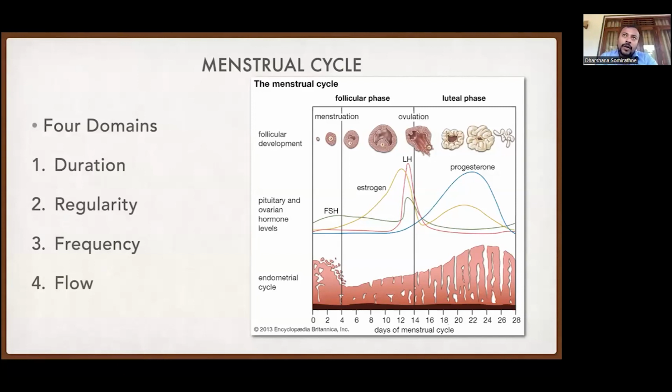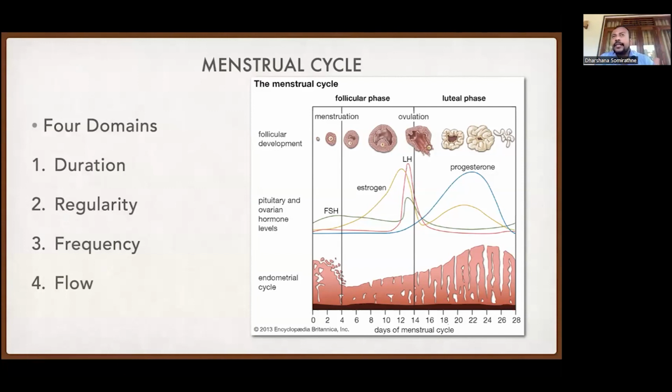And then you have to ask about frequency. Frequency means how frequently you get a period. Is it 28 days, or 30 days, or 32 days, like that? But if I give a range of regularity, I would say 28 plus or minus 7. That means if someone is getting a period at a 21 to 35 day interval, I would say that's an accepted frequency.